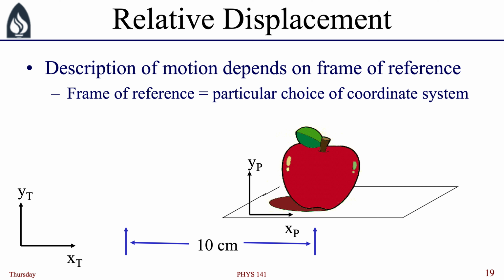Both of these statements, the statement made by the table coordinate system and the one made by the paper coordinate system, are correct because the two have moved relative to each other. And by knowing how the two have moved relative to each other, you can, based on what one coordinate system says, predict what the other one would say. So in this case, the displacement in the table coordinate system is 10 centimeters, and the one in the paper coordinate system is 0 centimeters.